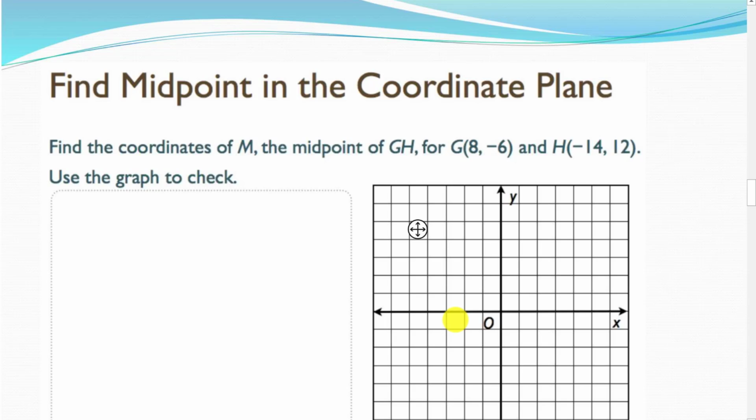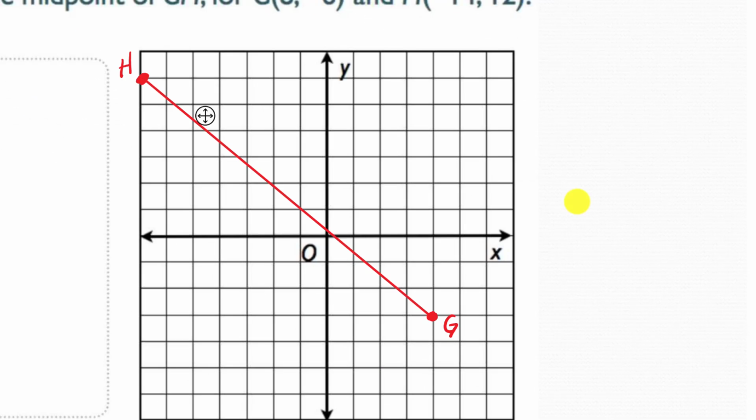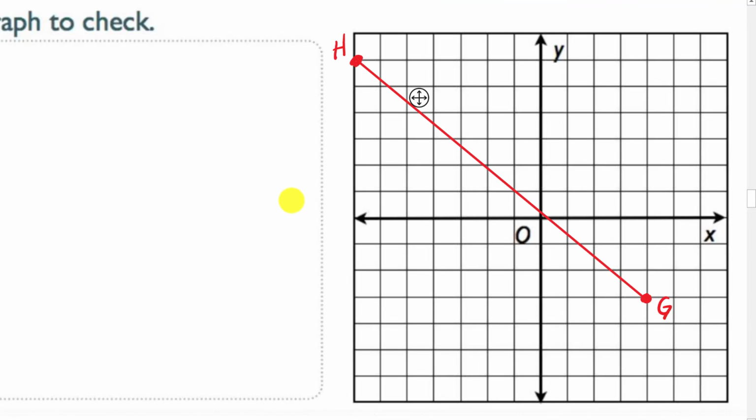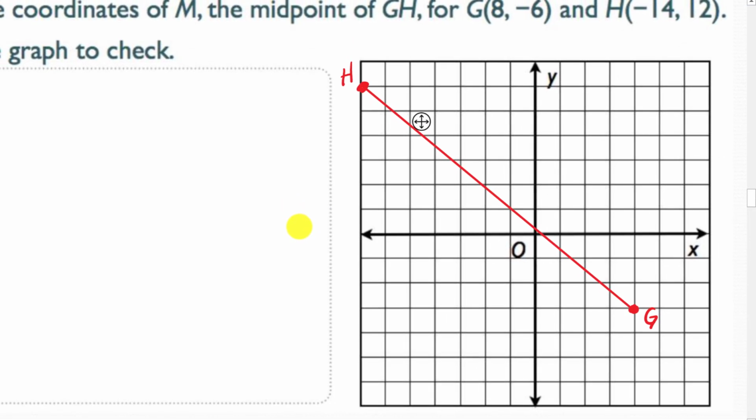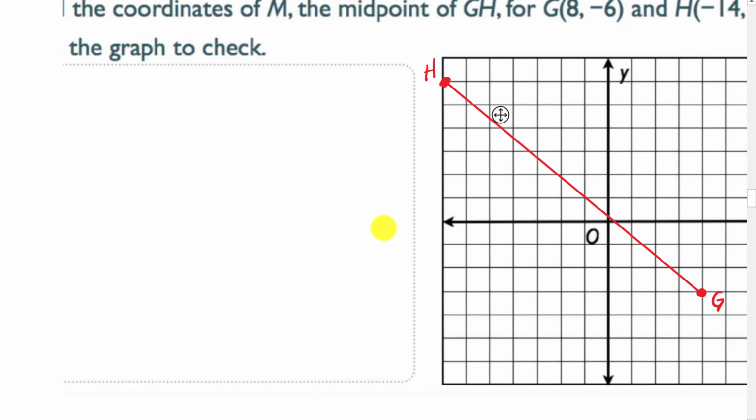Alright, so the next thing we're going to look at is how to find the midpoint of a line segment. So here we're given 2 points, 8, -6. Let me go ahead and put these on this graph. So there's points G and H and the line between them. Finding the midpoint is relatively simple. We are just going to use those coordinates. I'm going to write them over here.